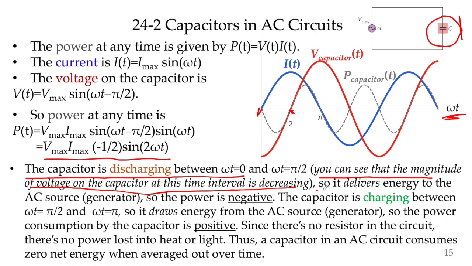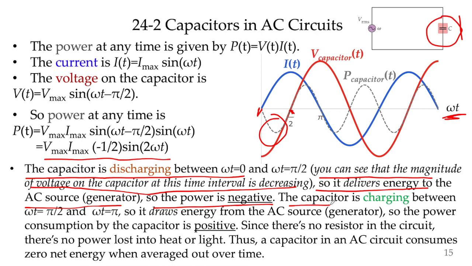So that means it delivers energy to the AC source or the circuit. When the capacitor is discharging, it gives energy, gives current to the circuit or the generator. So the power is negative. The capacitor is not using power. It's actually giving some of the energy that it has to the circuit or to the generator or to the AC source. So that means the power is negative, and you can see that here power is negative.